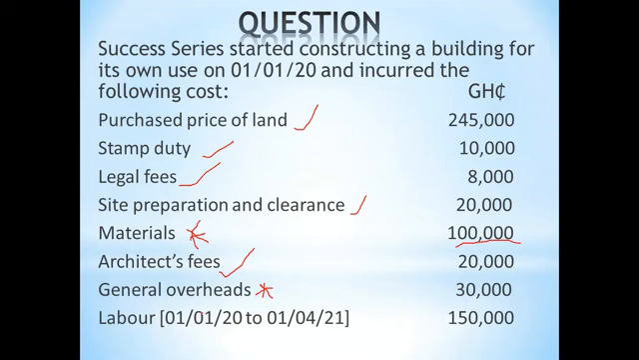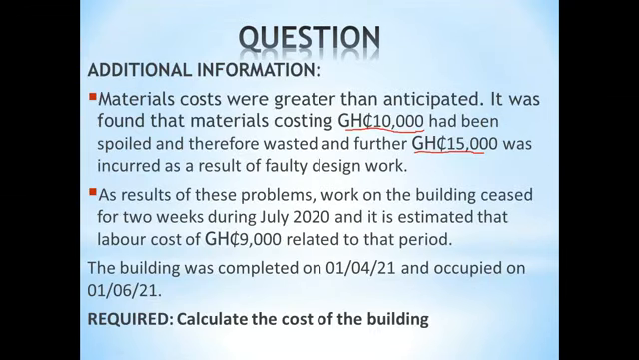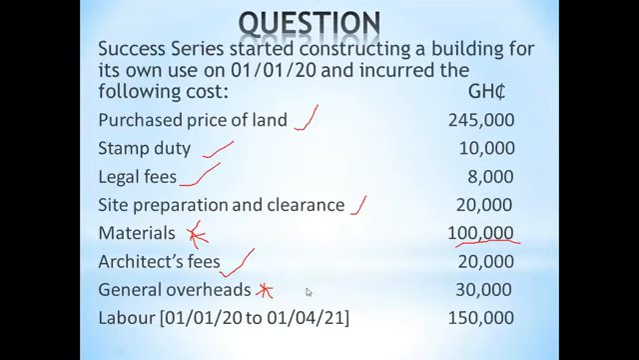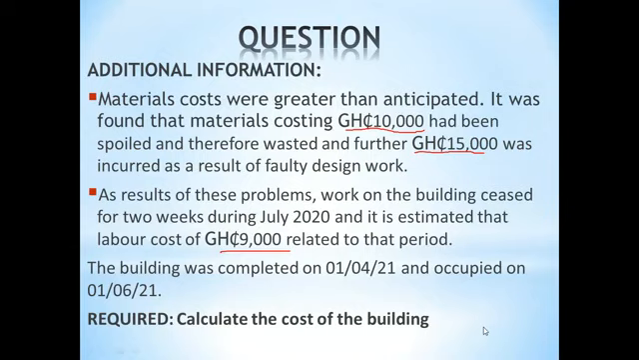Now what about labor? There was some additional information on labor. Let's look at it. We're told that as a result of this problem, work on the building ceased for 2 weeks during July 2020, and it is estimated that the labor cost of 9,000 related to this period. So 9,000 was for a period in which they didn't work. Since they didn't work on the building for that period, that 9,000 needs to be excluded from our labor amount of 150,000. Now once you have understood what we need to do, let's dive into the solution.